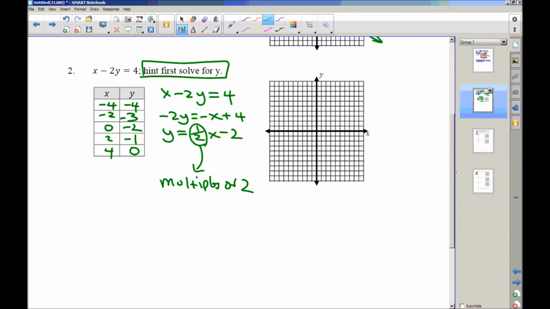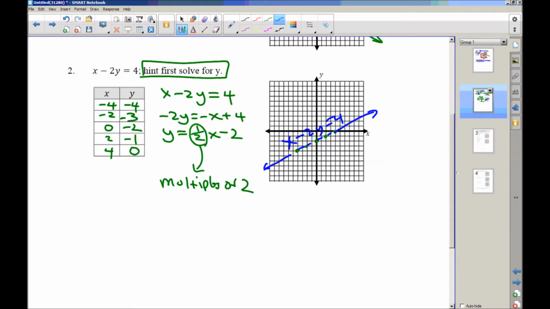So I can plot these. That's the first one, -4, -4 is 4 to the left, 4 down. -2, -3 is 2 to the left, 3 down. 0, -2 is 0 left and right and 2 down. 2, -1 is 2 to the right and 1 down. And 4, 0 is 4 to the right and none down. Okay, so I'll draw my line. And label this x minus 2y equals 4.